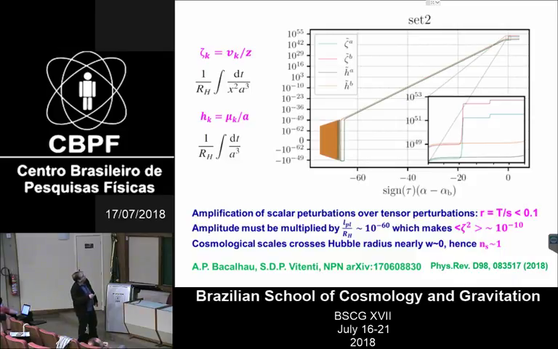This zeta A and zeta B are the imaginary and real parts of the scalar perturbations, and HI and HB are the imaginary and real parts of the tensor perturbations. Note that near the bounce, due to the quantum effects, due to the departure from general relativity, the scalar perturbations become much bigger than the tensor perturbations. And so we get R less than 0.1.